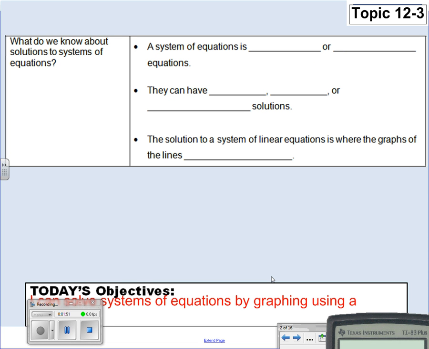So let's review. What do we know about solutions to systems of equations? What we know is that a system of equations is two or more equations. The other thing we know is that these systems can have one solution, no solutions, or infinitely many solutions. One solution is when they have one intersecting point, no solutions when we have parallel lines, and infinitely many is when we have the exact same line, one on top of each other. The solution to a system of linear equations is where the graphs of the lines intersect. Sometimes we say where they cross, but it's where they are touching.